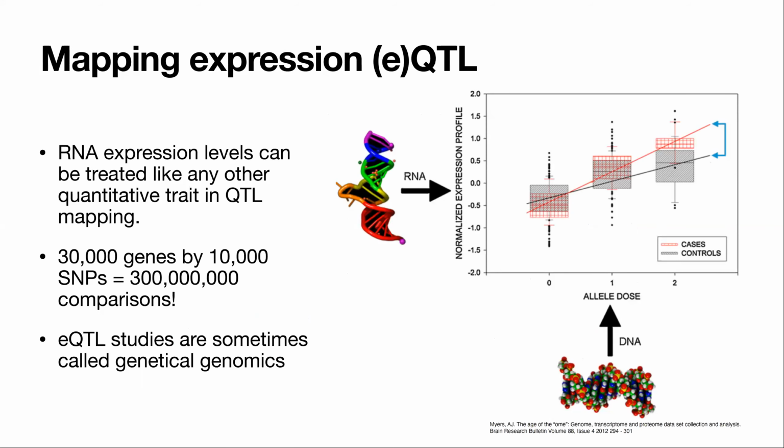So when we go to map expression, we do it in a very similar way to what we did for the phenotypes that Shanak talked about a couple of webinars ago. We simply map the RNA as a quantitative trait against our DNA variants. So again, we test for an association between each one of our markers or SNPs with our RNA expression levels. The big difference here really comes in to the computation of it all.